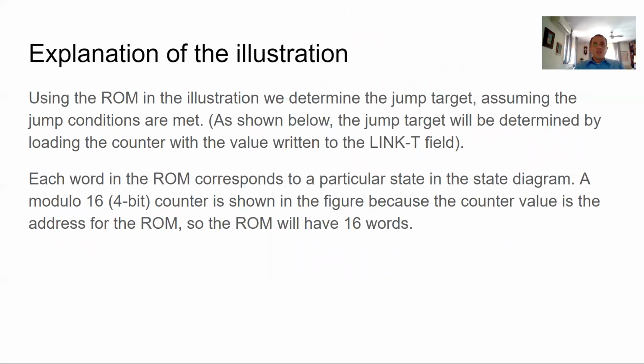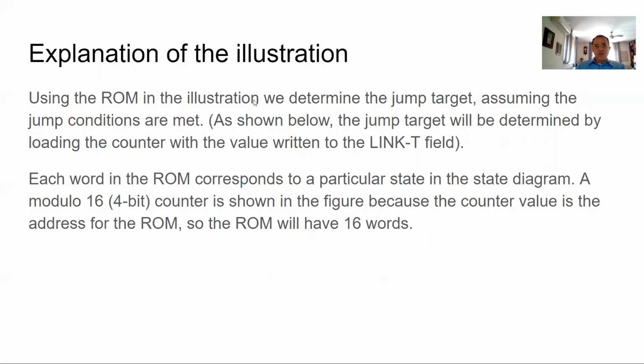Okay, so I just explained the thing. Here's the explanation of the illustration. Each word in the ROM corresponds to a particular state in the state diagram. A modulo 16-bit counter is shown in the figure because the counter value is the address for the ROM, so the ROM will have 16 words.